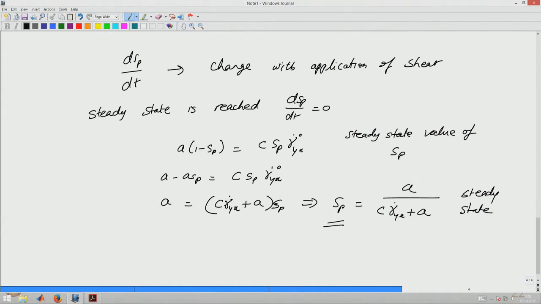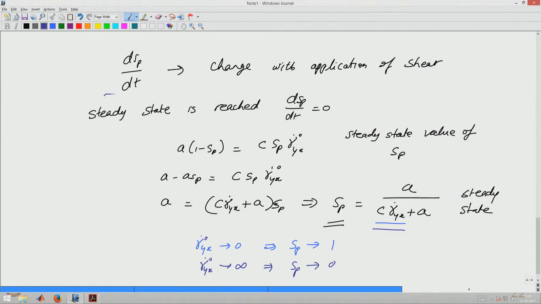If no strain is applied, gamma dot yx is 0, then in that case we have basically SP tending to 1, A by A which is 1. And if the value of gamma dot yx is very large, then of course we have the completely broken structure and the steady state value of SP is 0.